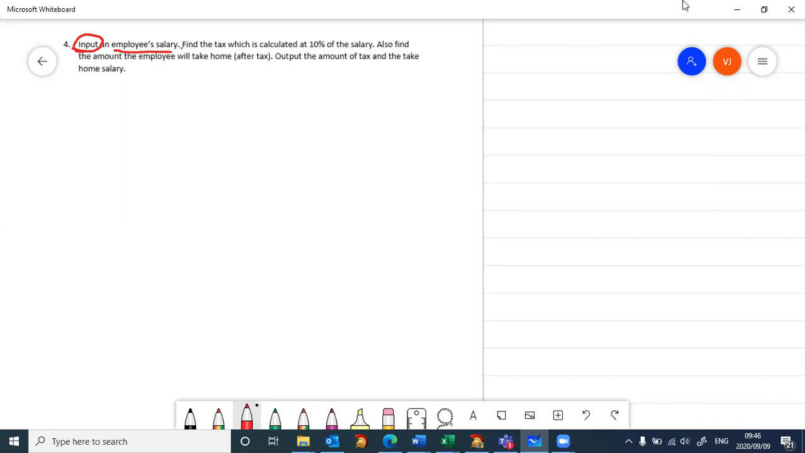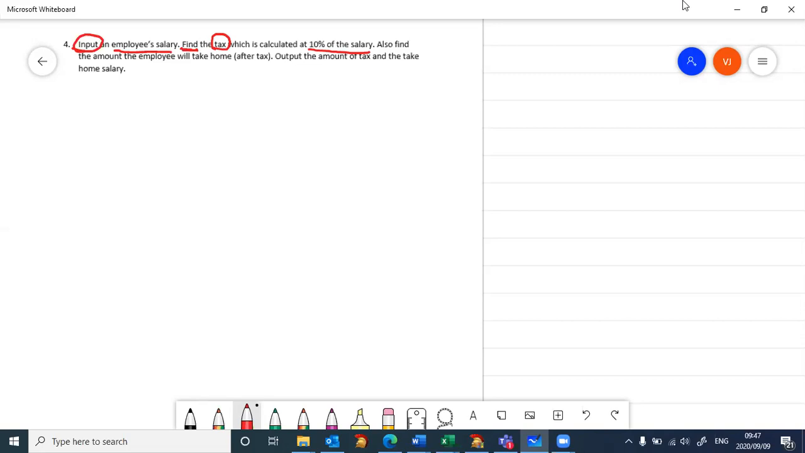Find the tax. Find is always, it means it's a process. So find the tax. So they want us to work out the tax, which is calculated at 10% of the salary. So we are inputting a salary. We need to work out 10% of that salary, which is going to be the tax.